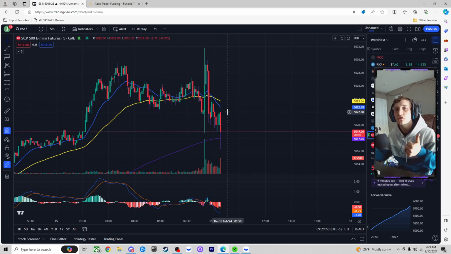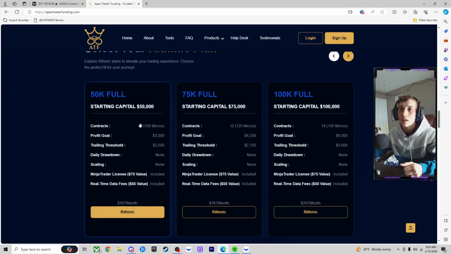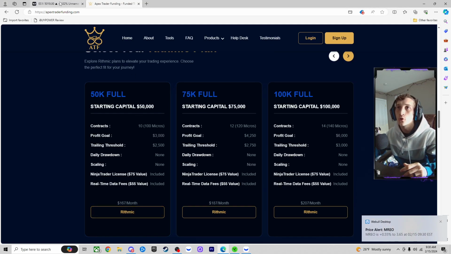But yeah, every 0.25 tick is $12.50. Now remember, on that 50K account, you have access to 10 contracts. Now this is where mitigating risk and knowing the risk is going to be crucial.